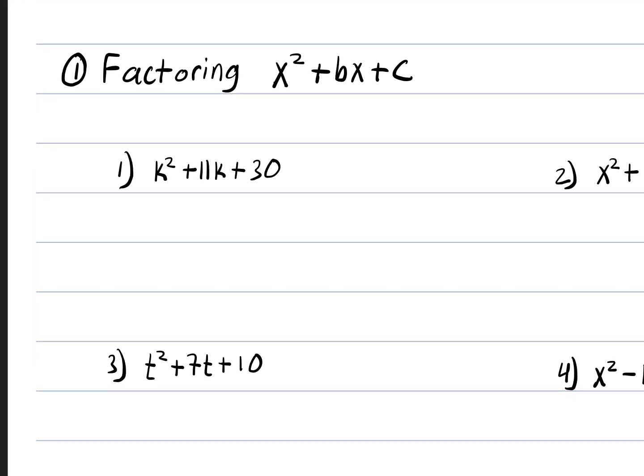We have k squared plus 11k plus 30. We need to find numbers that multiply to 30 and add to 11. You might be able to think of the factors of 30 quickly: 5 and 6. If I do 5 plus 6, that does get me 11. So this trinomial is going to factor as k plus 5 and k plus 6. Once you get your two numbers, that's how you get your factors.